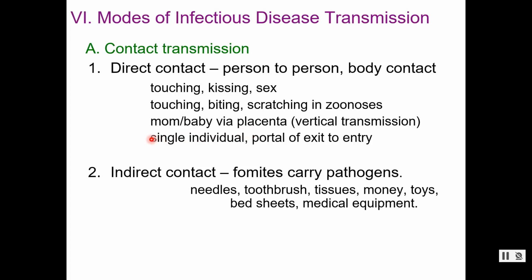Now, there is a way you can have contact transmission, and it just involves one person. This is where it goes from a portal of exit to a portal of entry. So we talked about feces being a portal of exit. If that fecal contact goes immediately back into the mouth, you get portal of exit to portal of entry, and you can reinfect yourself. That is considered direct contact. I know it sounds gross. Think about children. Think about how often they're touching things and then putting things in their mouth. Pinworms is an example where it's very easy to reinfect yourself.